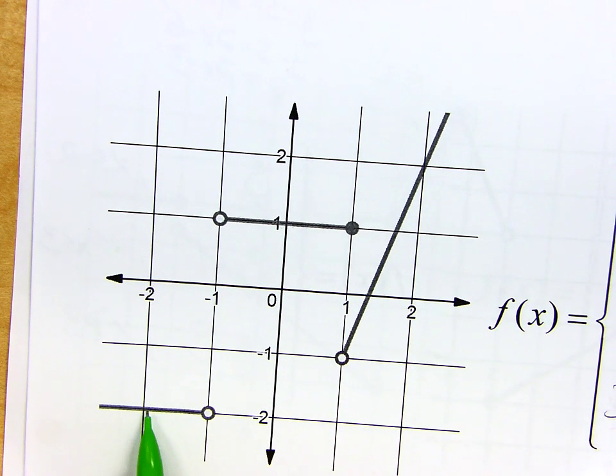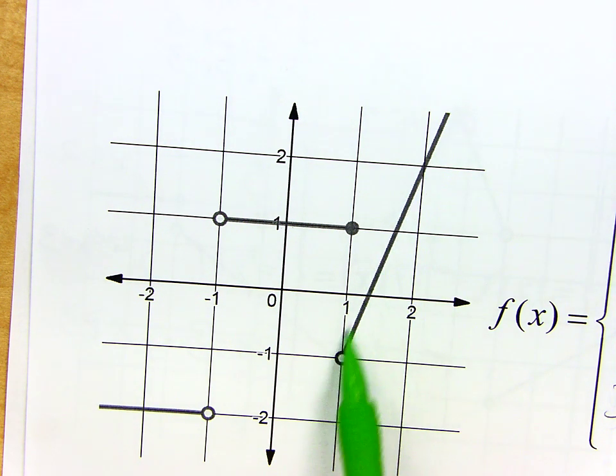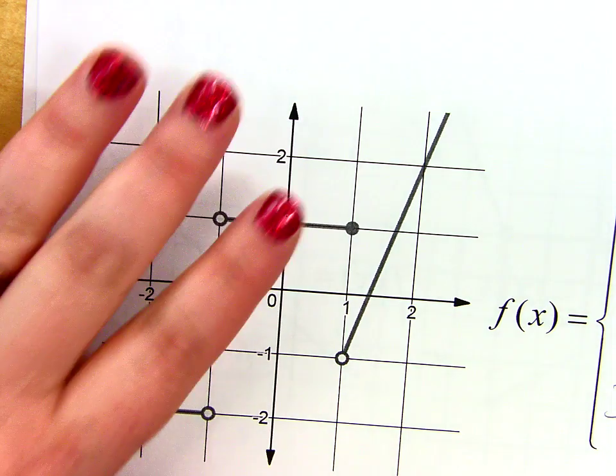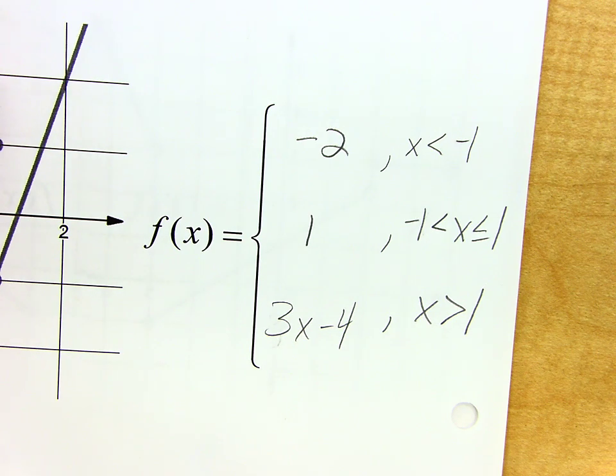What's this guy? Go ahead. -2, and he exists from? Yeah, when x is less than -1, right? And then this guy, his equation is? Well, he exists when x is greater than 1, and his equation is 3x minus 4. Yeah, so double check that you have what I have.